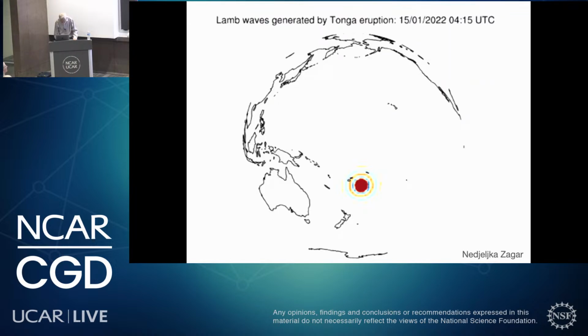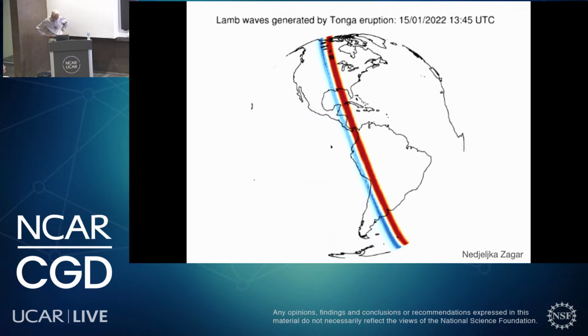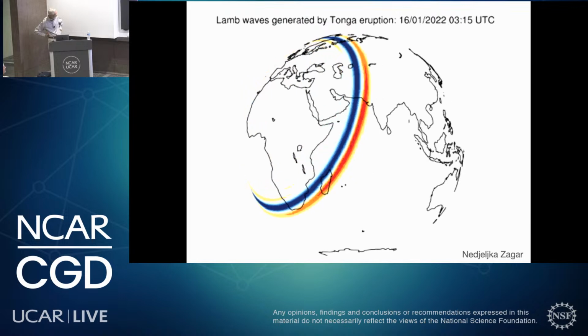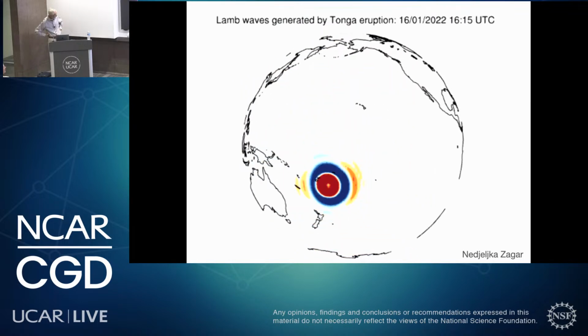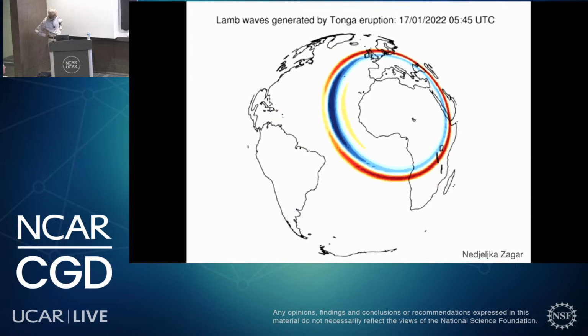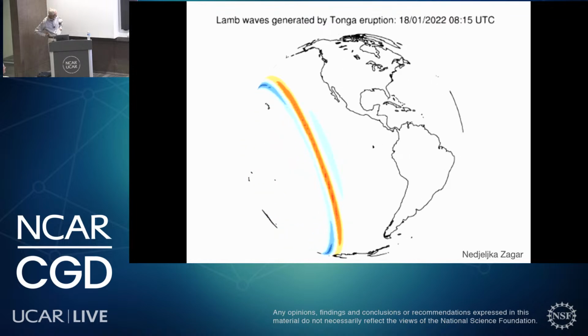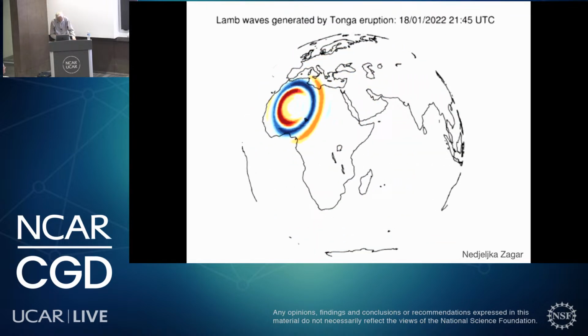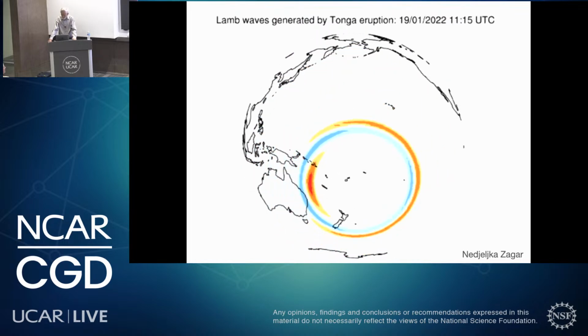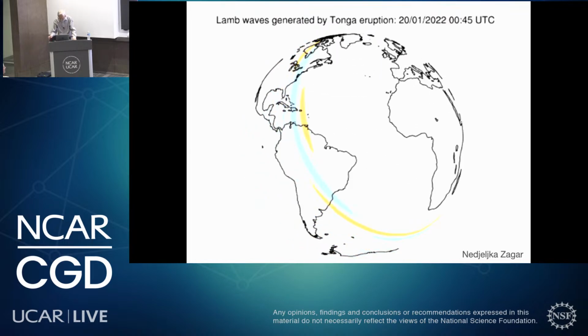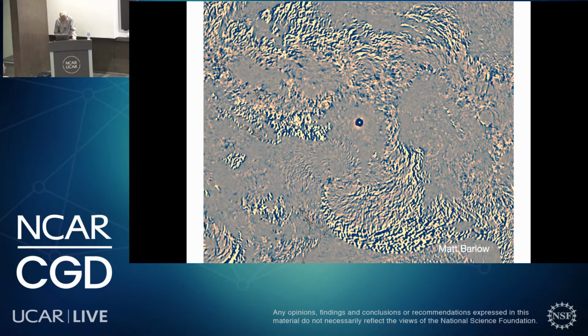Here is the same Njelka Zagar, her animation of it based on experiments with just a very simple model capturing the same behavior, the Lamb wave, back and forth. So this is all kind of esoteric because it is just one event. But this kind of behavior is going on all the time in the atmosphere in association with big thunderstorms.